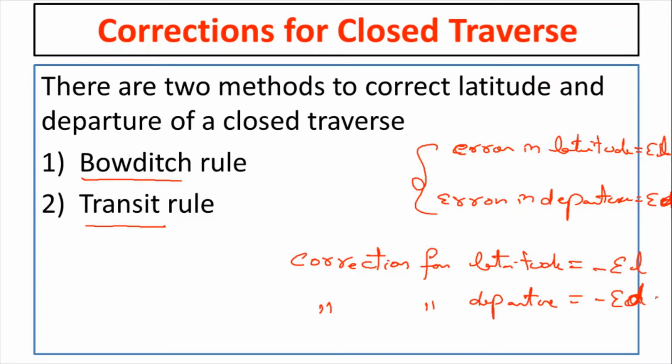That means suppose if 5 lines are there, this sigma L error has to be distributed to all the 5 lines. Now for the distribution you have two methods here. One is the Bowditch rule, another one is the transit rule. So let us see them.